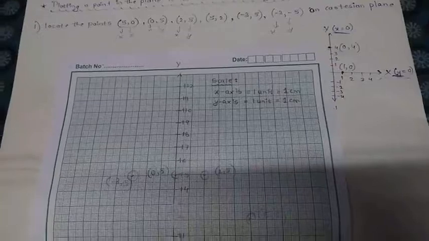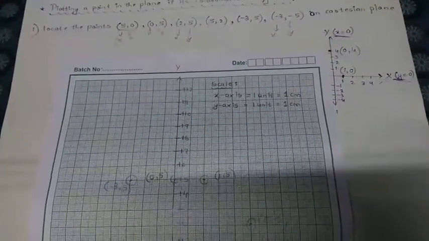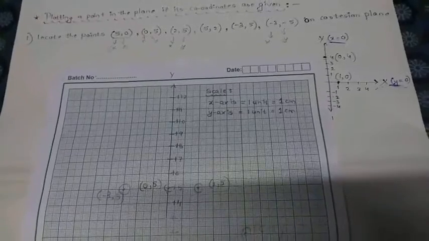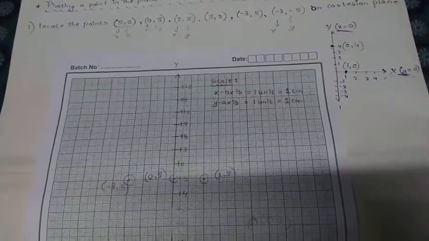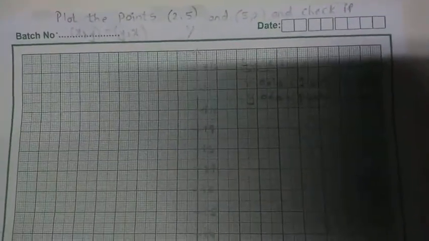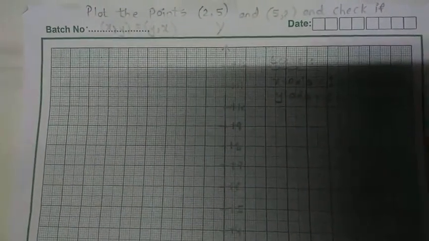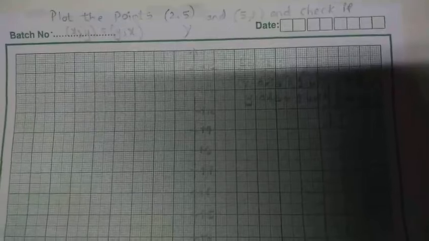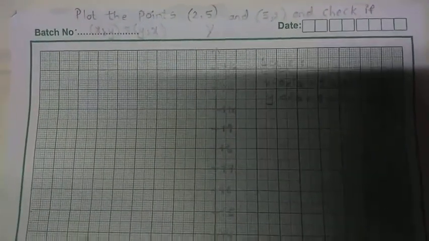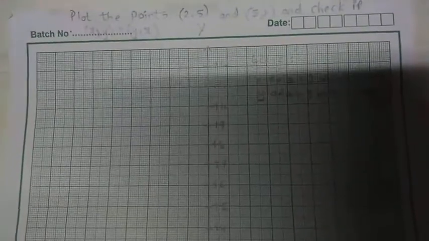So now again we shall solve some more examples on locating the points on the Cartesian plane, so that the concept here is clear. Now we'll be solving another example: plot the points 2, 5 and 5, 2 and check if x, y is equal to y, x. So first let us plot the points 2, 5 and 5, 2.